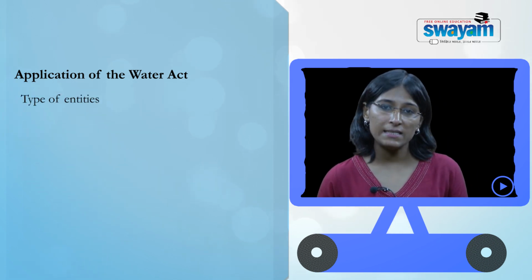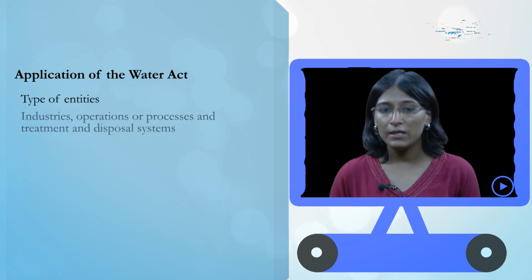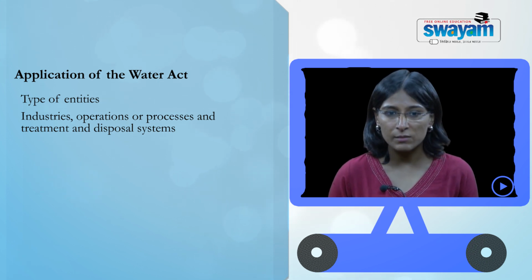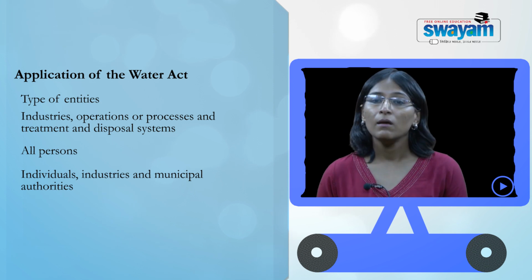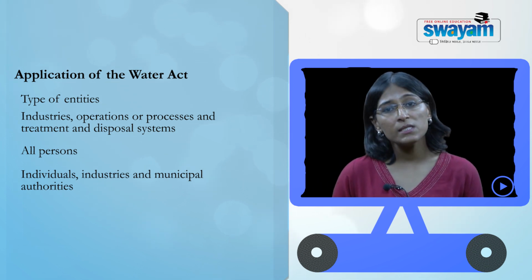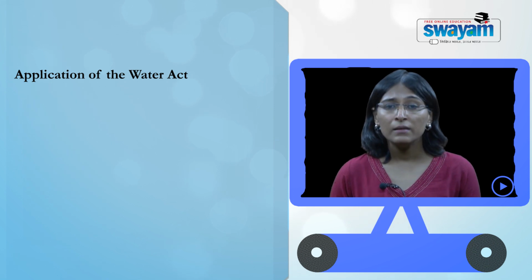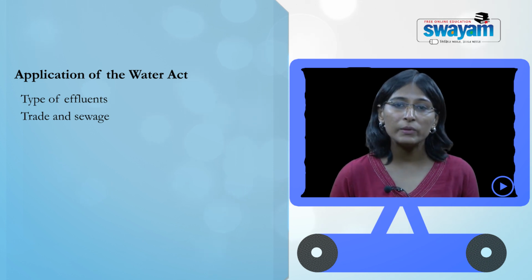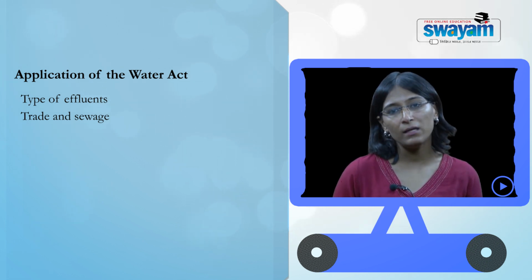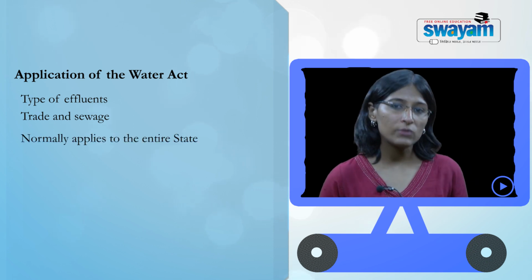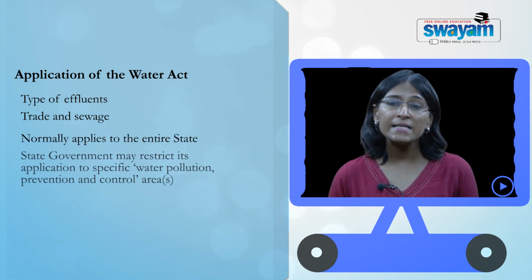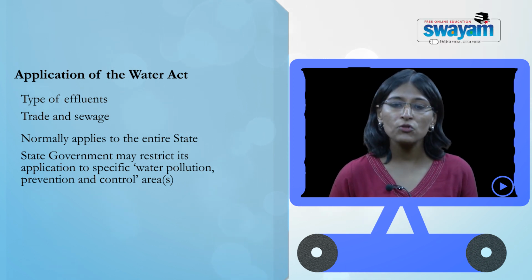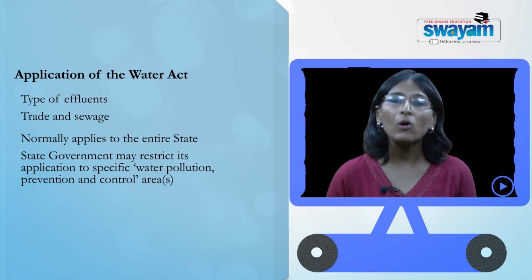Now, the types of entities that are covered under the Water Act include industries, operations or processes, and treatment and disposal systems. It also applies to all persons, which includes individuals, industries, and municipal authorities as well. The types of effluents that are covered by the Water Act are trade effluents and sewage effluents, and both of these terms have been defined under the Water Act. It normally applies to the entire state, but the state government may restrict the application of the Water Act to specific water pollution prevention and control area or areas.